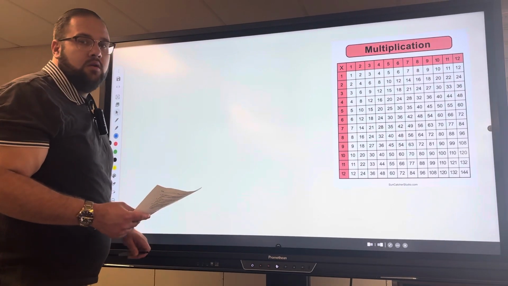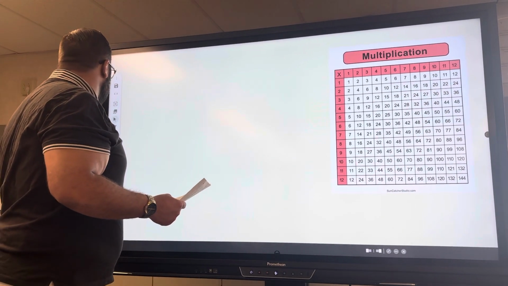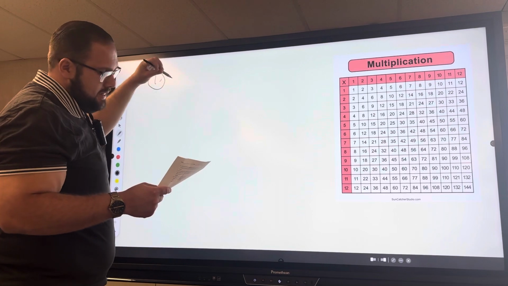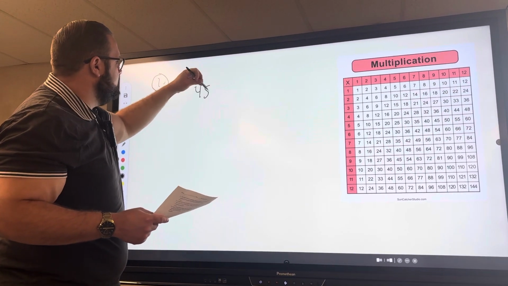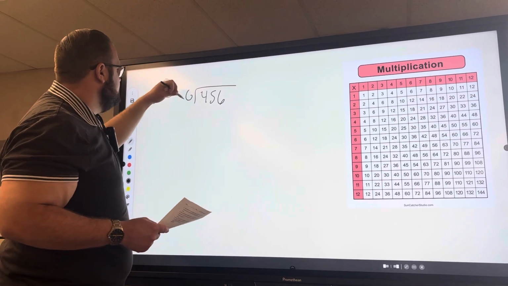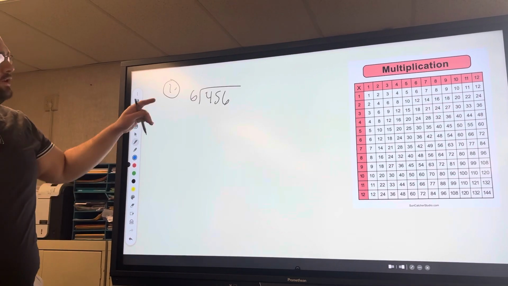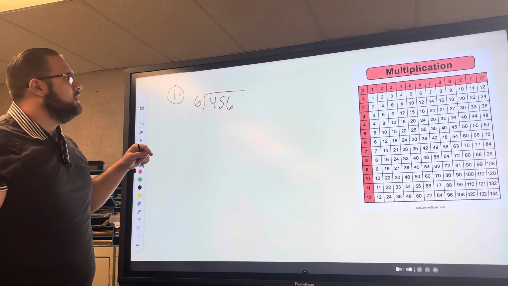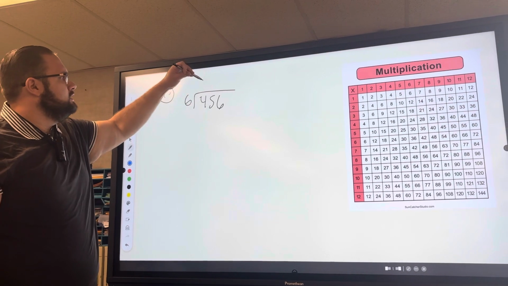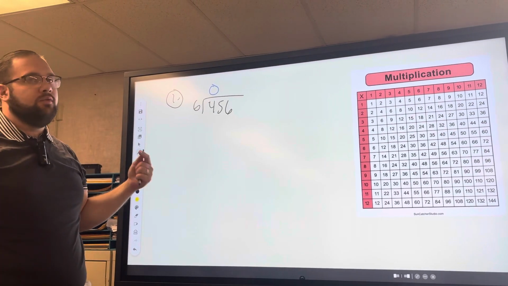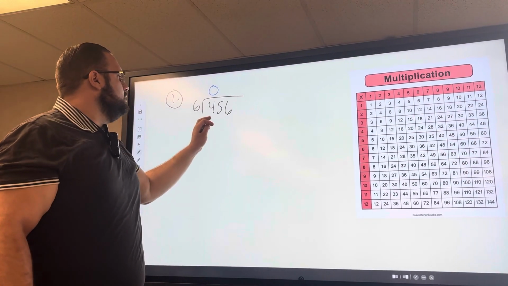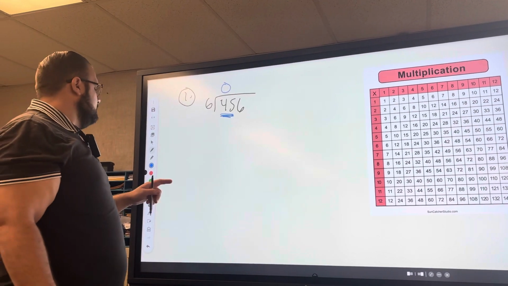Okay, so the first problem we're going to do is number 1, and that is 456 divided by 6. Now, can you see it okay on there? Yeah. Now, 6 goes into 4 0 times, okay, because 4 is too small. 4 is smaller than 6. So we got to include this part, the 5, okay?